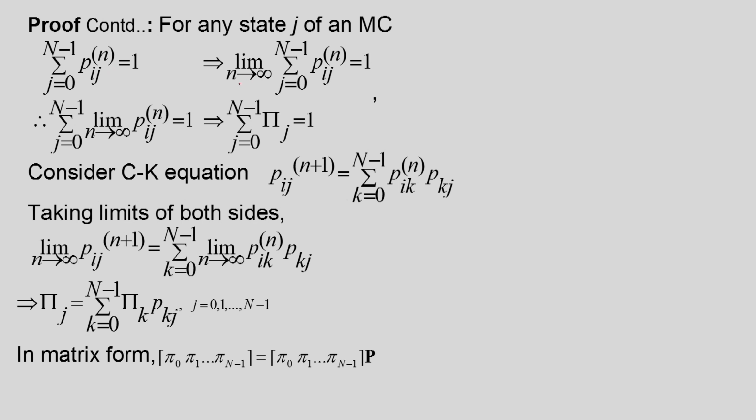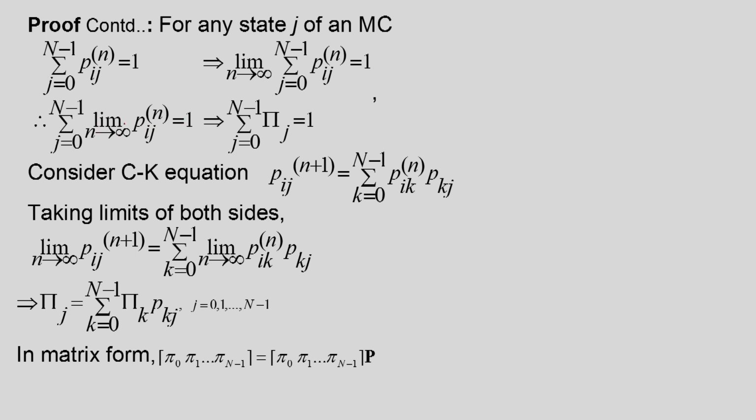So, therefore, if I take the limit as n tends to infinity, then also this sum must be equal to 1. Now, since it is a finite sum, I can take this limit inside, that is the requirement of the finite Markov chain. So, what does it mean? That summation of the limit of P_ij^(n) as n tends to infinity must be equal to 1.